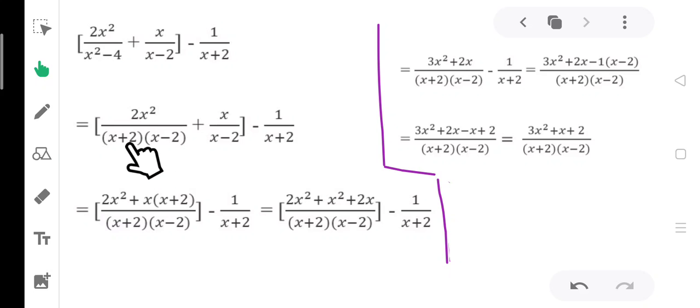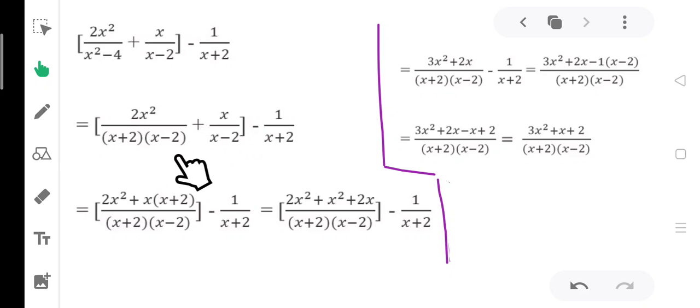So, in adding, of course, we're going to find the LCD first. To find the LCD, we're going to factor, if it is factorable. We are going to factor the denominator. So, x squared minus 4 is a difference of two squares, so the factors are x plus 2 and x minus 2. And then x minus 2 is prime, so there is no other factor aside from 1 and itself.